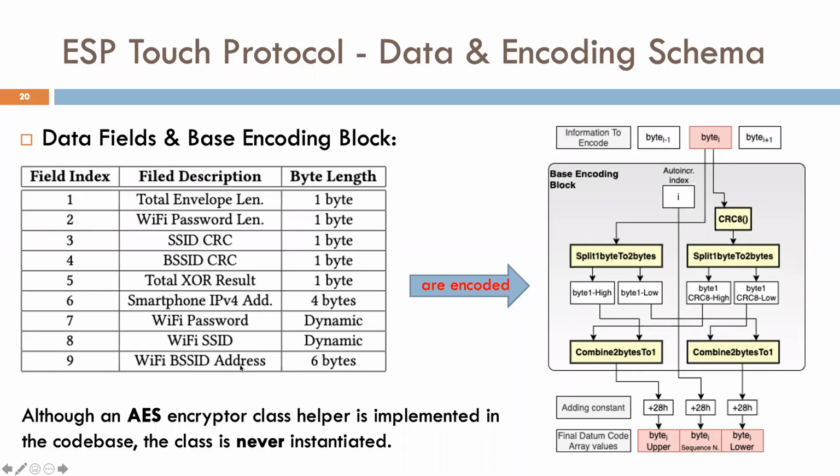If you look at the base encoding block, it involves just byte splitting and combination operations, and also a final constant sum. Here you can see that each byte is encoded in exactly 3 bytes, 3 times the original one. Also, we noticed that the code base implemented an advanced encryption standard class that, however, was never used.